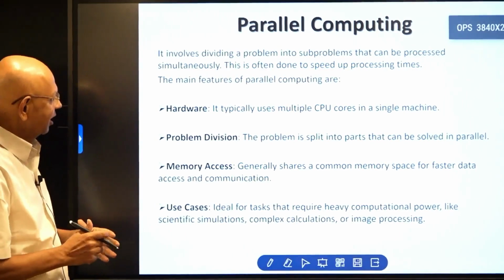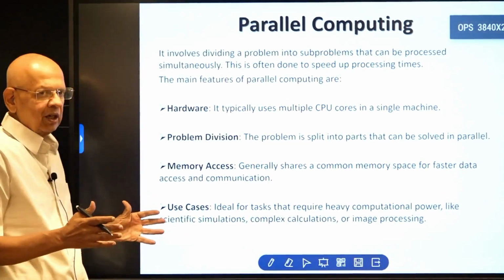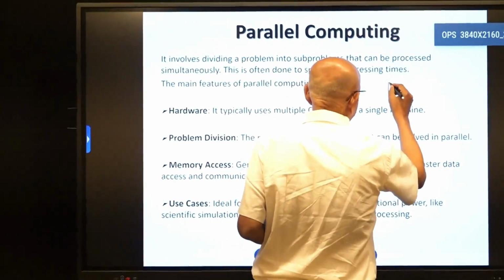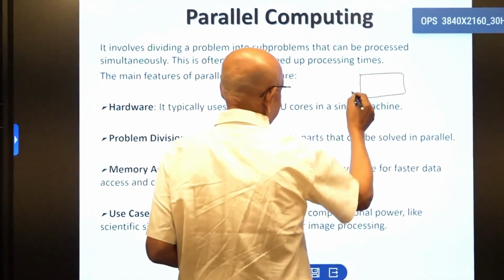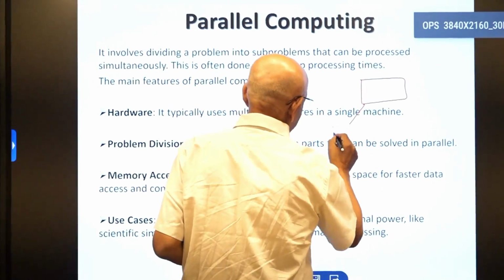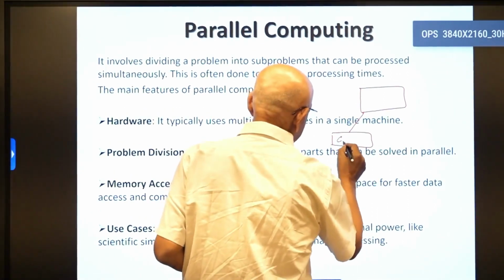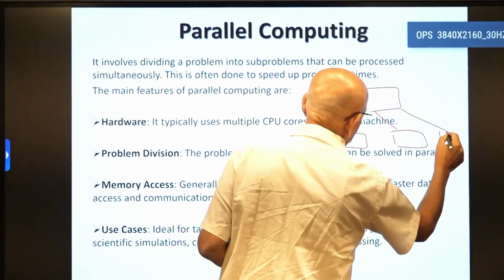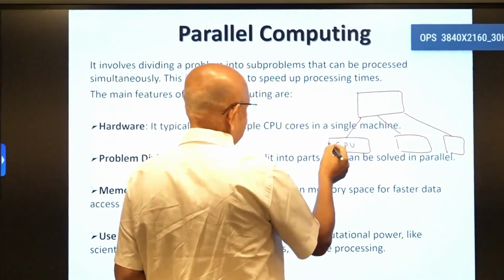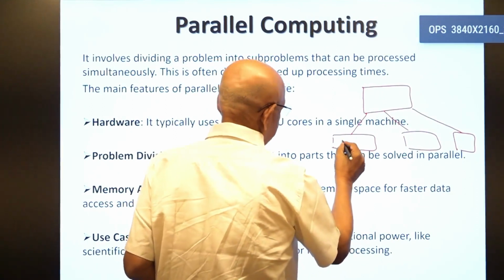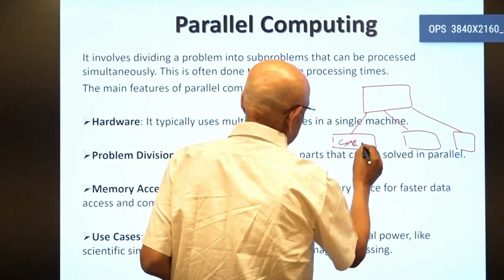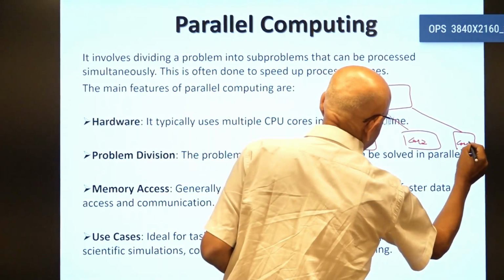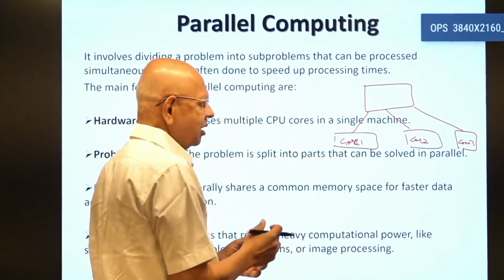Parallel computing uses multiple CPU cores. The idea of a machine in parallel computing is that there is one machine which has multiple GPUs, and each GPU may have multiple cores. So there is core 1, core 2, and core 3. These are basically CPUs.